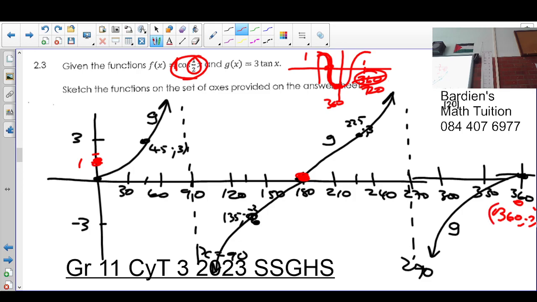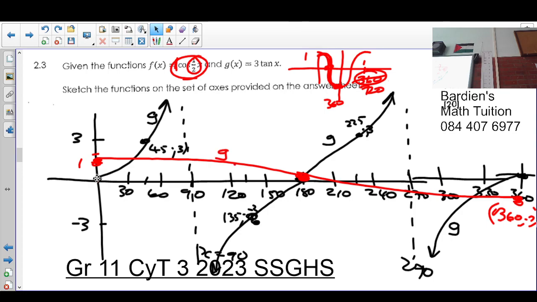Okay, so the graph is going to do that. And then I think that was the easiest question in the paper, because we did a lot of drawing. I did a lot of drawing of graphs.